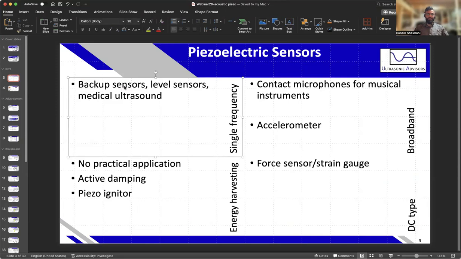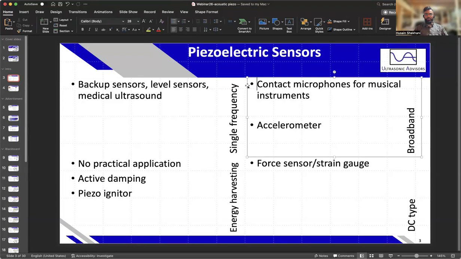So the backup sensors, like the 40 kilohertz things that you might see on your car. There are level sensors, which are used to measure the height of fluid. They can be mounted either on the fluid side or on the air side. If they're on the fluid side, they're typically in the megahertz frequency range. And also medical ultrasound, which uses mostly single frequency actuation, but it also then receives. So there's that double function: single frequency, double function. That's usually how we roll in that area.